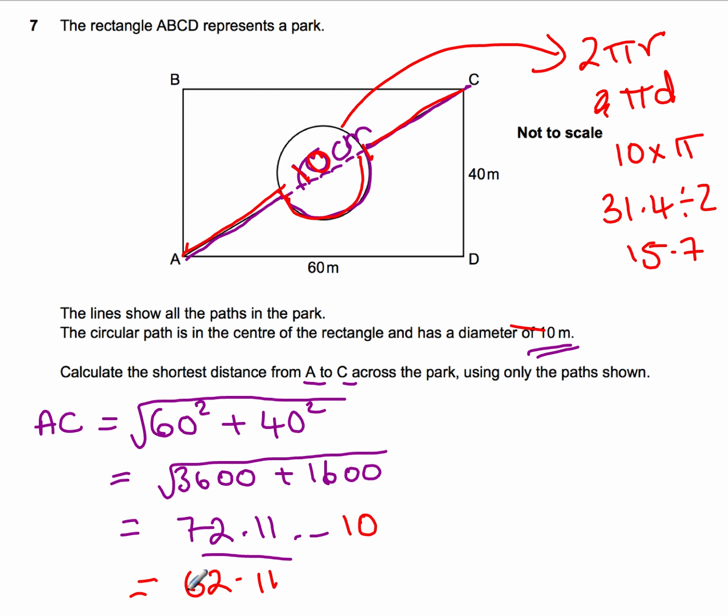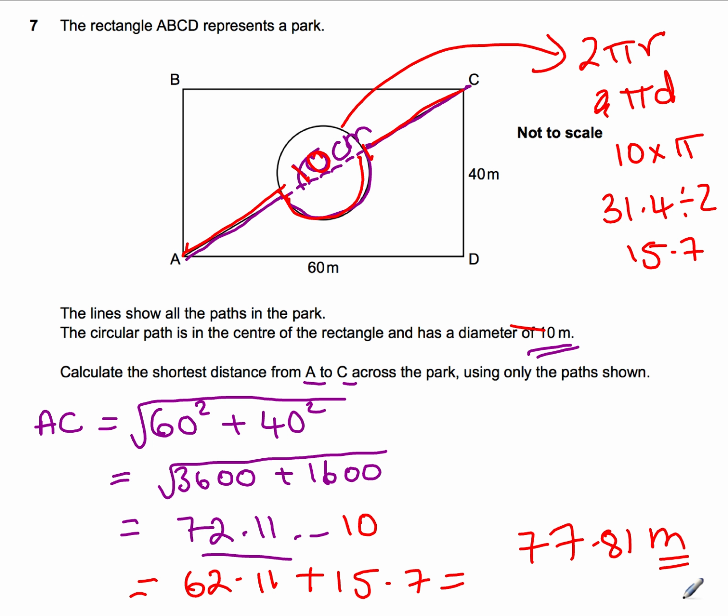15.7. So you've crossed, so this distance is 62.11, and then we're going to plus on 15.7, and that will give us the total distance, or the shortest distance in order for us to cross the park, which is 77.81, and that's the units there.